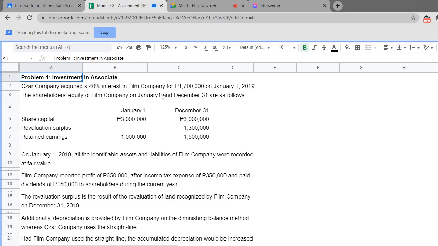First, Caesar Company acquired a 40% interest in Film Company for 1.7 million on January 1, 2019. So, the ones below are details about Film Company. On January 1, 2019, all the identifiable assets and liabilities of Film Company were recorded at fair value, so we have no problem there. Therefore, the 1.7 million we paid as cost is actually the fair value. So any excess, there is no excess. We won't consider any excess because the fair value and the cost we paid are equal. Film Company reported a profit of 650,000 after income tax expense of 350 and paid dividends of 150.